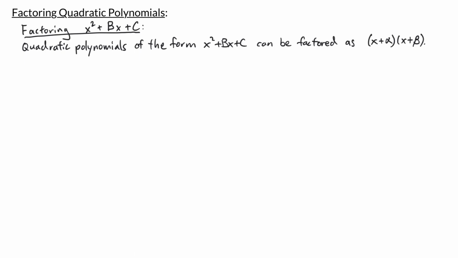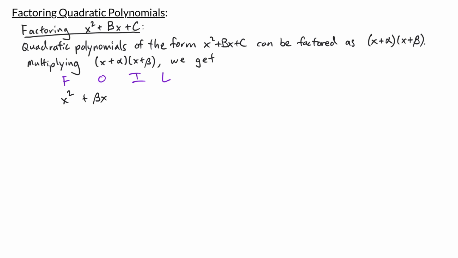To give us an idea of what alpha and beta need to be, let's multiply out the expression x plus alpha times x plus beta. To multiply x plus alpha times x plus beta, we'll be using the FOIL method. F stands for the first terms, so multiplying the first terms of the two binomials together, we get x squared. The O stands for the outer terms. The outer terms here are the x and the beta. Multiplying that together, we get beta times x.